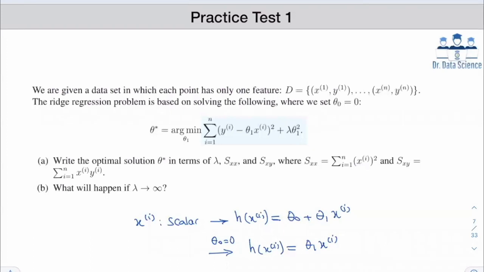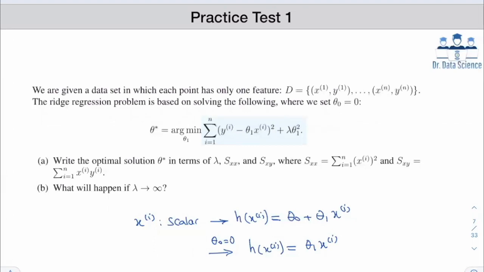Having said this, now let's look at the first practice test that we have. Let's say we have a data set in which each data point has only one feature. What this means is that x1 to xn are also scalars, and we are not working with vectors. The reason is that we want to solve this optimization problem by hand, so it's much easier to work with scalars.